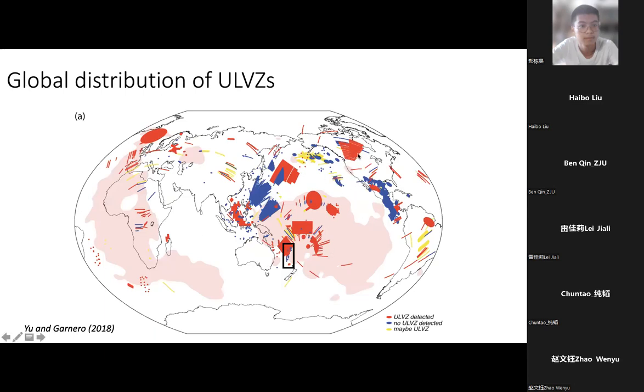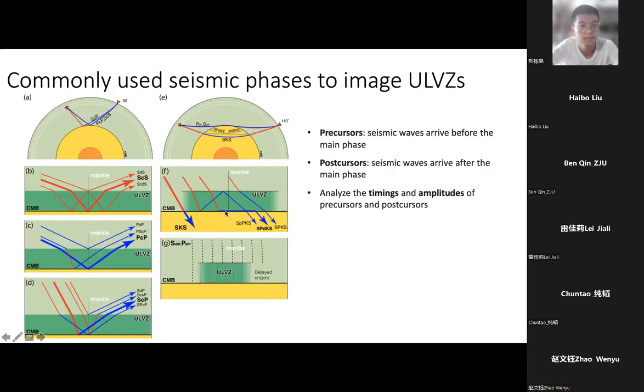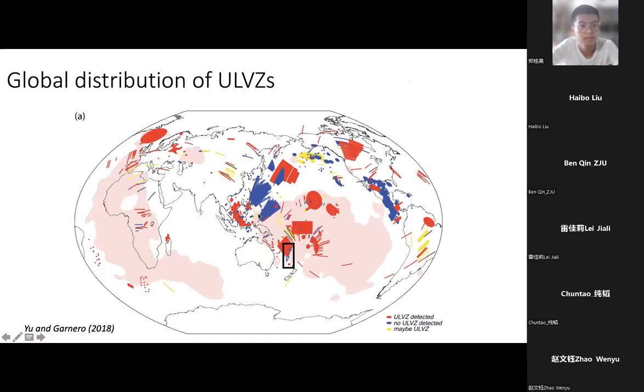So the lines, I think they are sampled by the refracted waves, like this one. So you have rays, just a seismic wave propagating along the core-mantle boundary. And these dots are the reflection points. That's the core-mantle boundary sampled by the reflective wave.